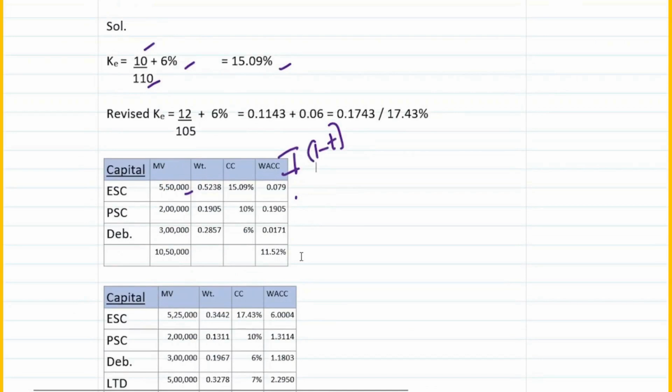Then how do we calculate weights? We do the individual divided by total concept. So equity share capital divided by total. 5,50,000 divided by 10,50,000, 2 lakhs divided by 10,50,000, 3 lakh divided by 10,50,000. You get the weights. And whatever the cost of capital for equity you found out, that for the other two they've already given in the question. So WACC is weights multiplied by individual cost of capital, and you aggregate all that, you get the WACC.